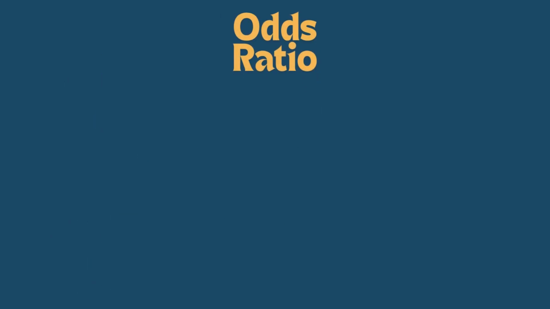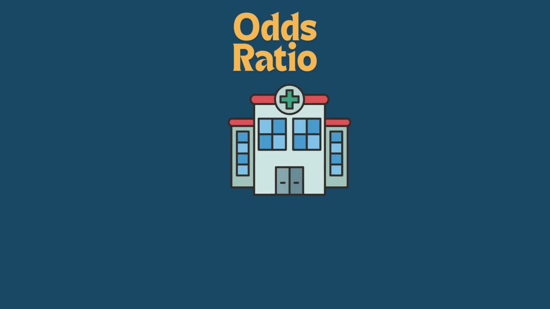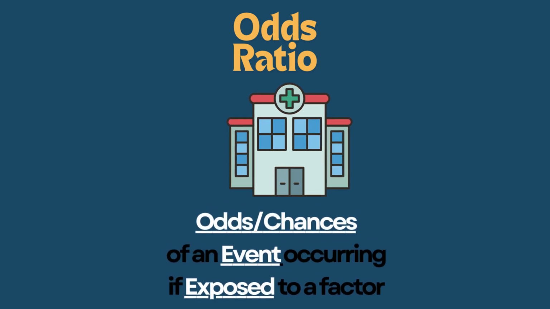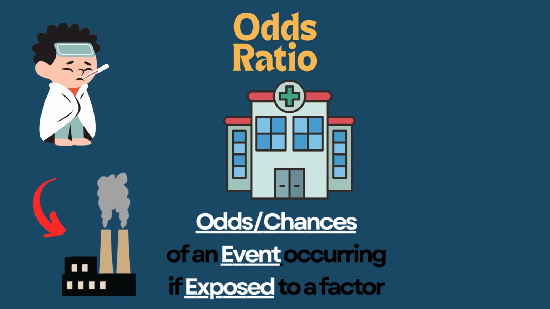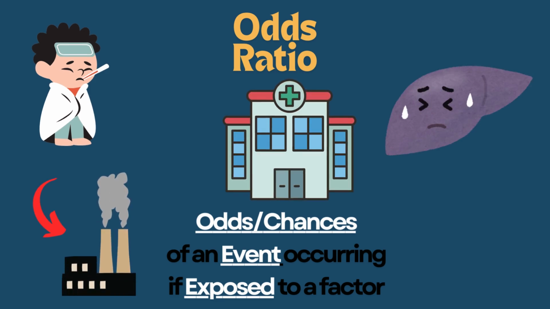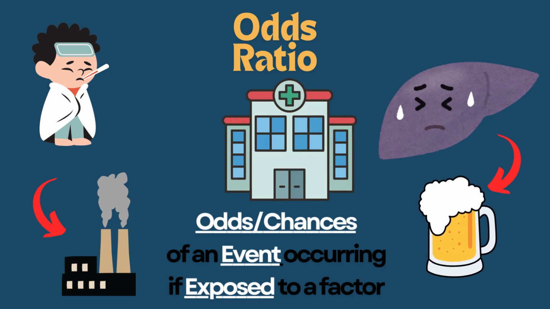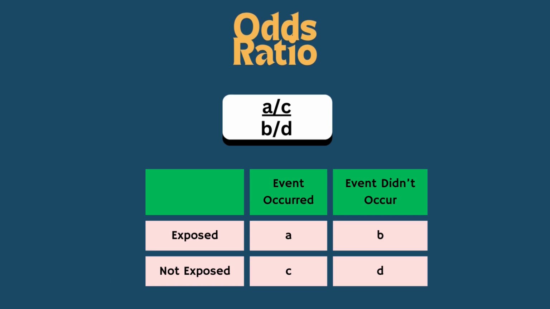In case of binary variables, one can also use odds ratio, which has become more common in clinical practice. Odds ratio tells us how much are the odds, or one can say chances or the probability, for an event to occur if exposed to a certain factor. For example, what are the odds of getting sick if you live in a polluted area? Or what are the odds of developing liver disease for an alcoholic person? For data like this, here is the formula for calculating the odds ratio.